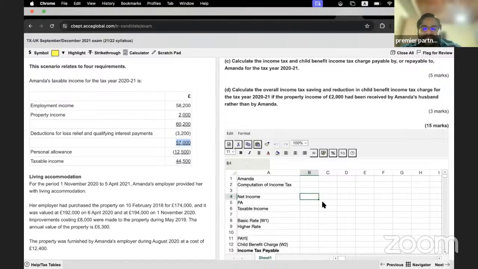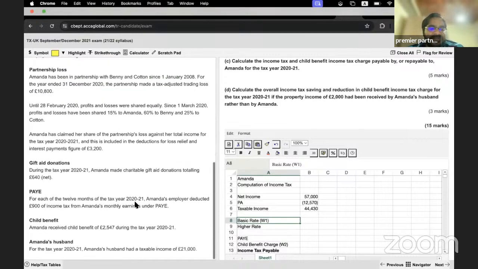Right. So I'm starting with 57,000. Personal allowance, I deduct whatever is relevant for the current year, that is 12,570. Then I take the taxable income, 44,430. Are we good up to that point? It's a very straightforward part. Great. Then I have to calculate the basic rate, but for that I have a small adjustment.